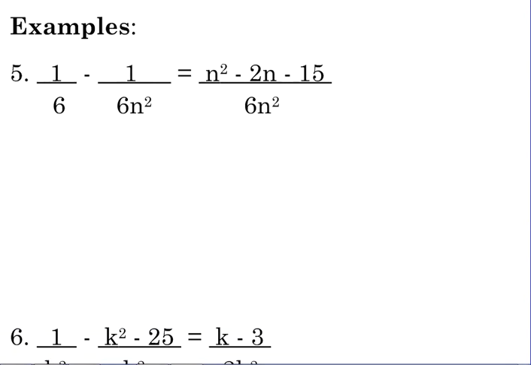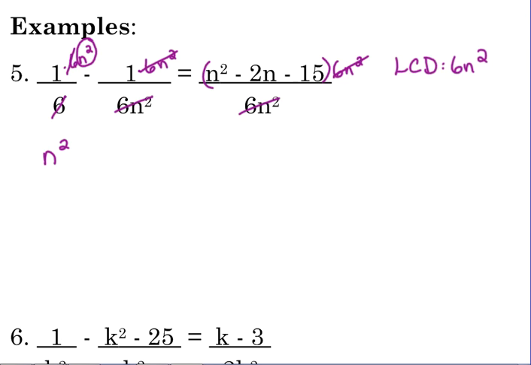Right, so example 5, we have 1 over 6 minus 1 over 6n is equal to n squared minus 2n minus 15. All right, so the LCD here is pretty simple. It's just the 6n squared. So when we go through and multiply each term by the 6n squared, it cancels in the last one, it cancels in the middle one, and the 6 cancels in the first one.